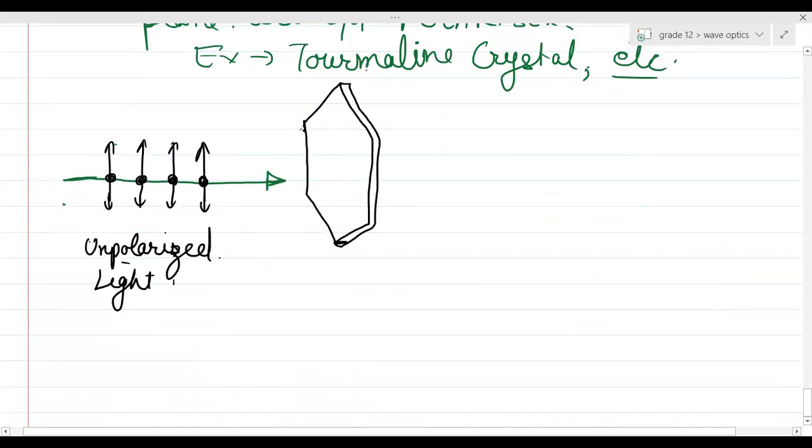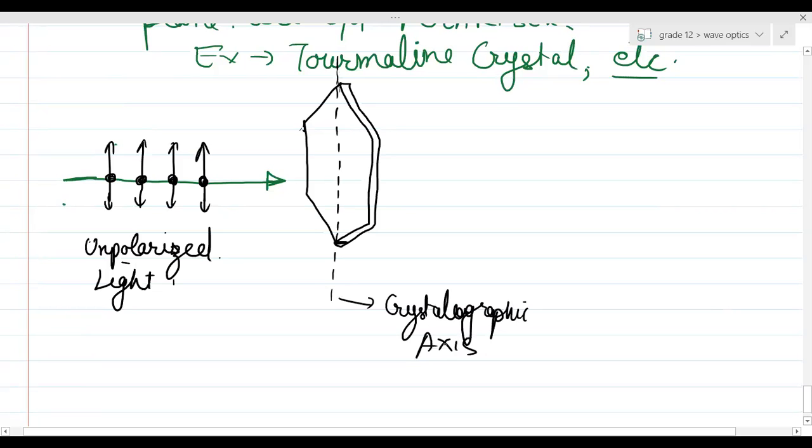Okay, so guys, can you see the polarizer? This is our polarizer, and let's say this is the crystallographic axis. So basically what does this crystallographic axis mean? It will let whatever vibrations are along the crystallographic axis pass, whereas whichever are not along this, at least whichever are perpendicular to it, it will block.